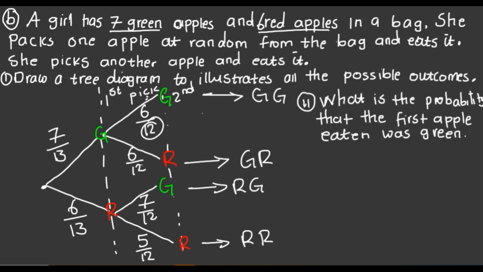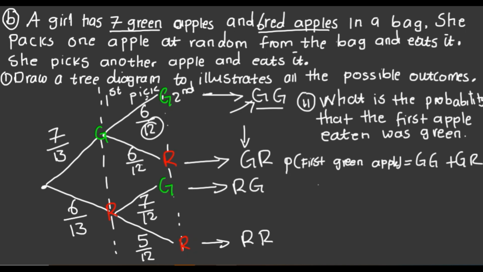Okay, so now we move on to Roman numeral 2. What is the probability that the first apple eaten was green? We don't care whether the second one is green or red, as long as the first one is green. So that's what we are trying to find here: the probability of the first apple being green. We are going to pick the first one, GG, plus also this one, GR, because the first letter is G.